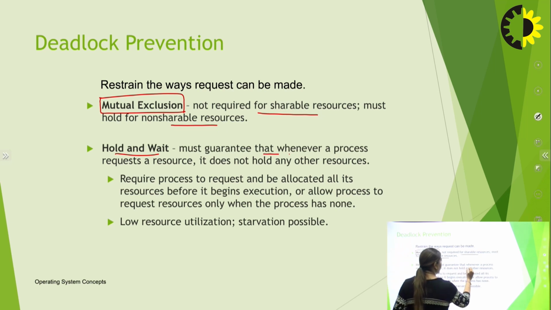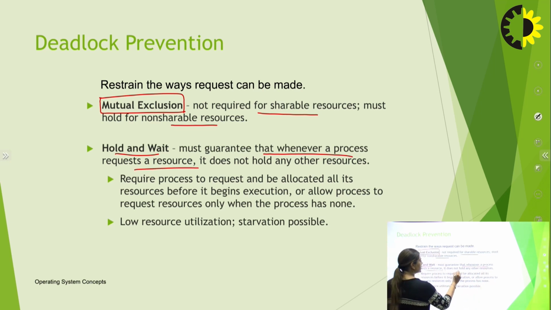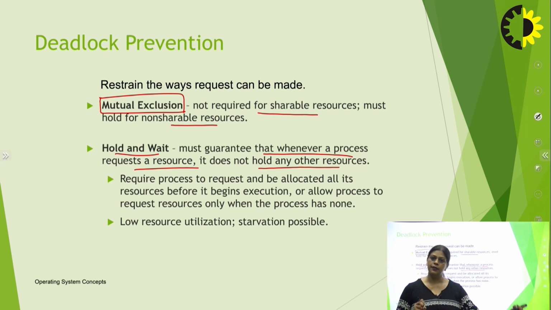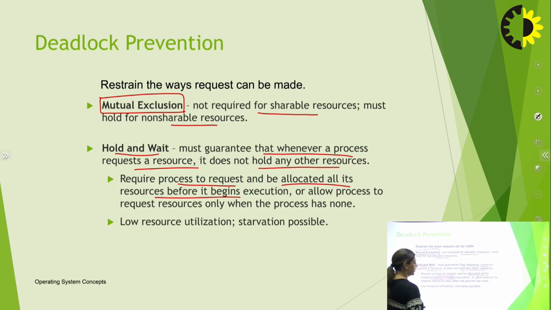You must guarantee that whenever a process requests a resource, it does not hold any other resource. If I'm holding resource A and now I require resource B, then before acquiring resource B, I have to release resource A. This way we can make this condition false, and we can prevent the situation of a deadlock. Require processes to request and be allocated all their resources before they begin execution, or allow the process to request resources only when the process has none.